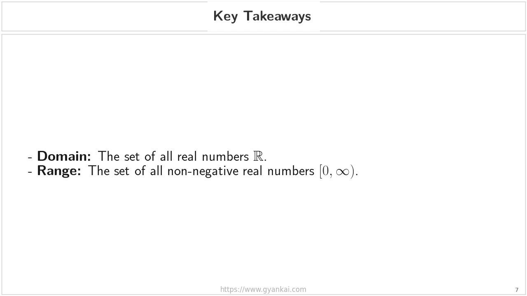Next, we have the range. If you look back at the graph we discussed in the previous slide, you'll notice that the V-shape never dips below the x-axis. The outputs are always 0 or positive. So, we define the range as the set of all non-negative real numbers, which can be written in interval notation as the bracket 0 to infinity.